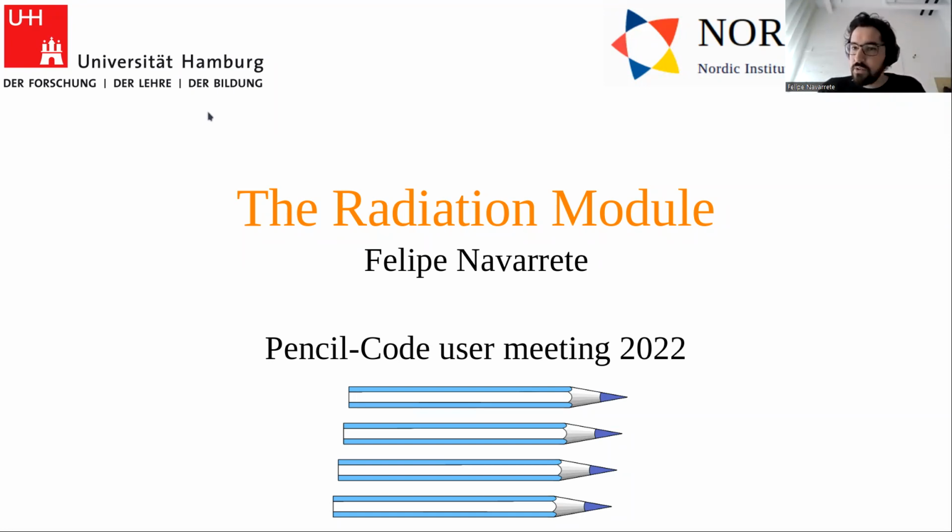I'm a PhD student at the University of Hamburg, specifically at the Observatory of Hamburg. At this moment, I'm at Nordita visiting Axel, where we have been working on the radiation module and trying to incorporate it in our model. As Piali already said, there were some bugs in this module that we have fixed, and I will be talking about that. I will tell this story mostly in chronological order.